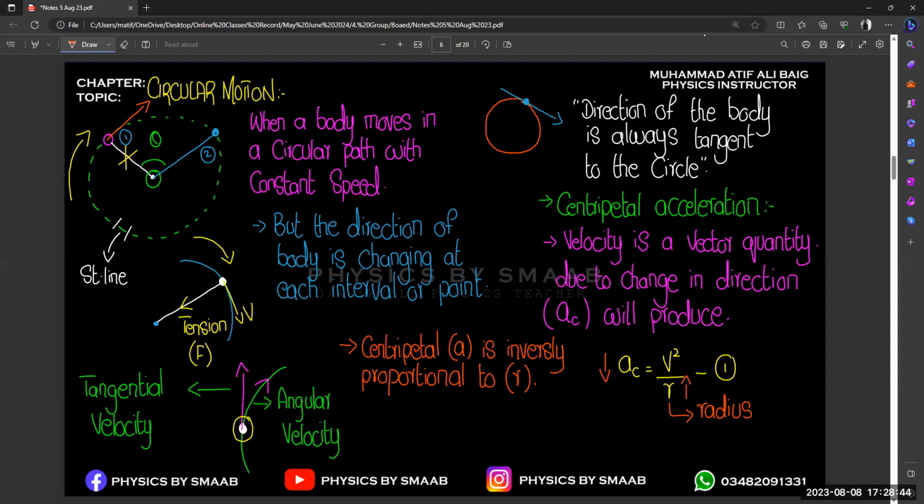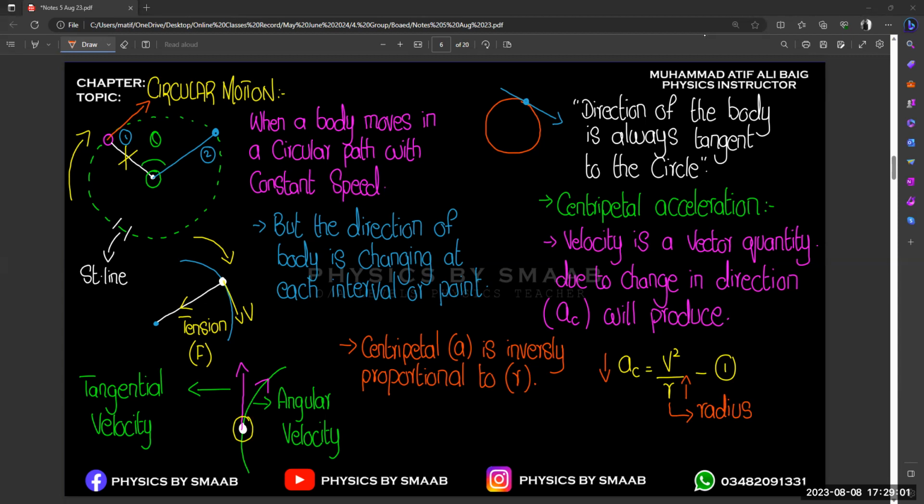So any confusion till now? No, sir. Okay. I have a confusion. Yes. What's the difference between tangential velocity and angular velocity?